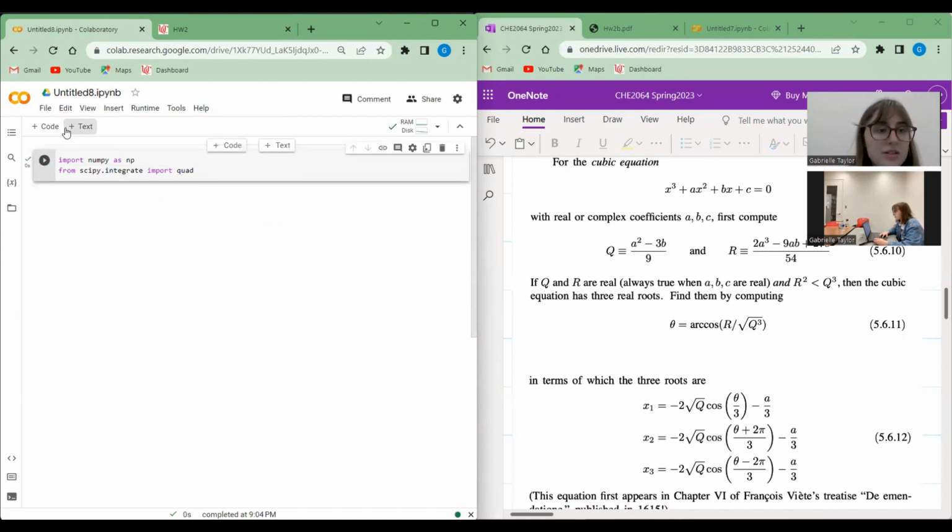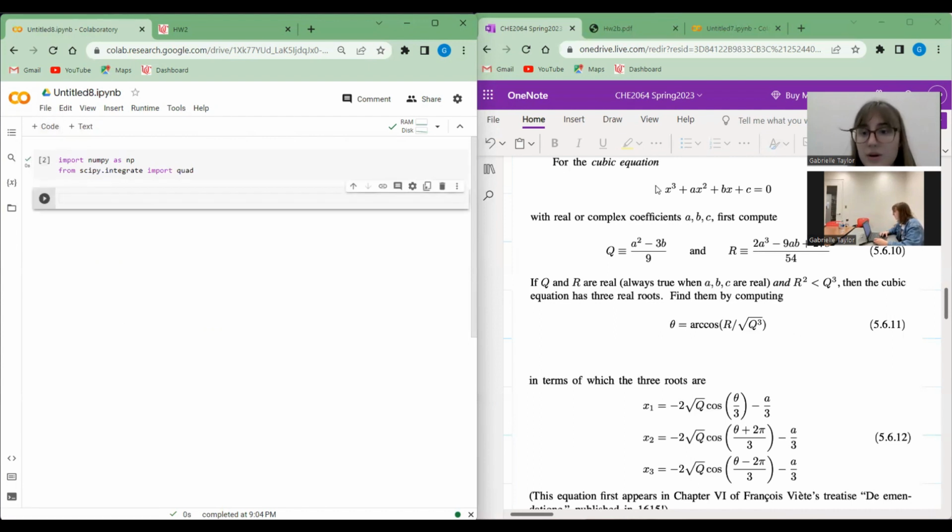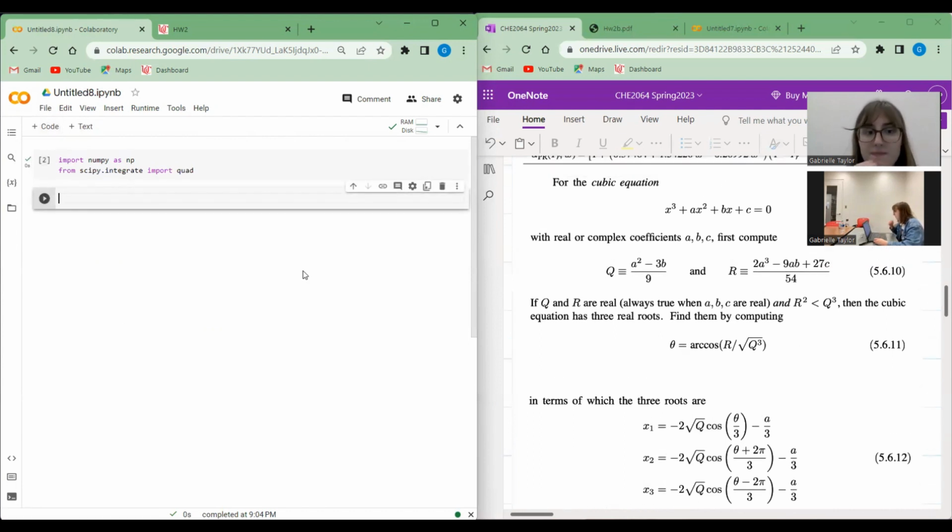Okay, so now that works. The next thing we want to do is calculate our cubic equation. To find our cubic equation, it says for this example over here that for the real or complex coefficients A, B, and C, we need to first compute Q and R. And you can see that they have A, B, and C in there. So first we're going to define a function, and this is going to be a function to calculate our cubic roots, dependent on A, B, and C.